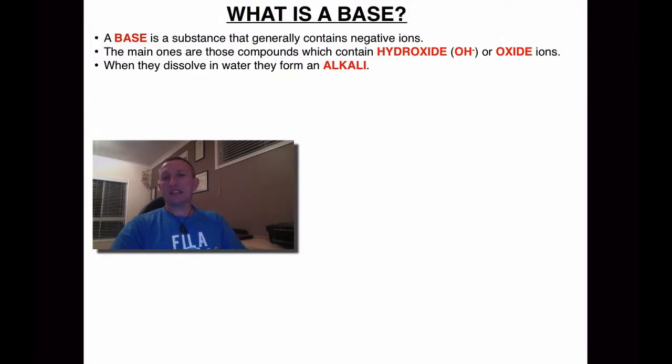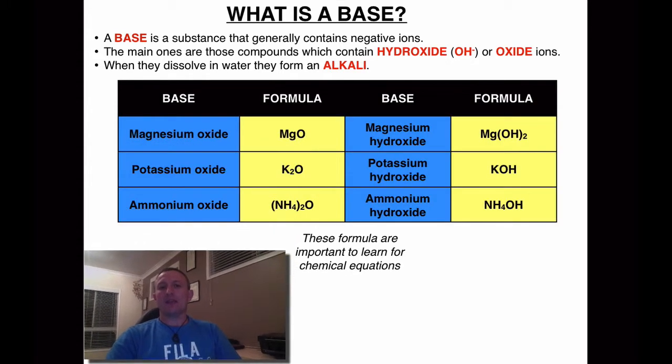It will become a very weak acid, and as a result, all reactions will take place very, very slowly. Well, the opposite of an acid is a base. Basically, a base is a substance which contains negative ions. The main bases that we have are hydroxide ions, or OH- ions, or oxide ions, O2- ions. What we need to notice is that they are negatively charged. When they are dissolved in water, they become a base or an alkali.